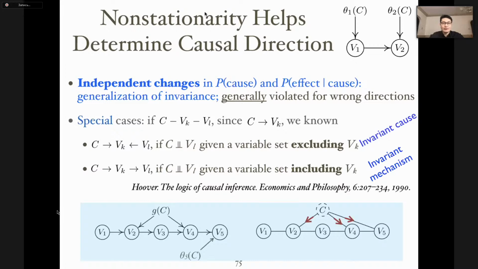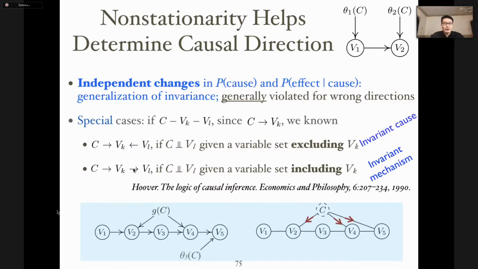And then here you can have a look at some special cases. In this case, we have 2 variables, Vk and Vl. One of them, which is Vk, is adjacent to C, meaning that the causal mechanism for Vk changes. Okay, and then we can immediately determine the direction between Vk and Vl. So if C, the index, and Vl are independent, given a subset of variables which do not contain Vk, then we know, oh, this is a V structure. Both of them point to Vk. In other words, the distribution of Vl will not change. We say this is the invariant cause.